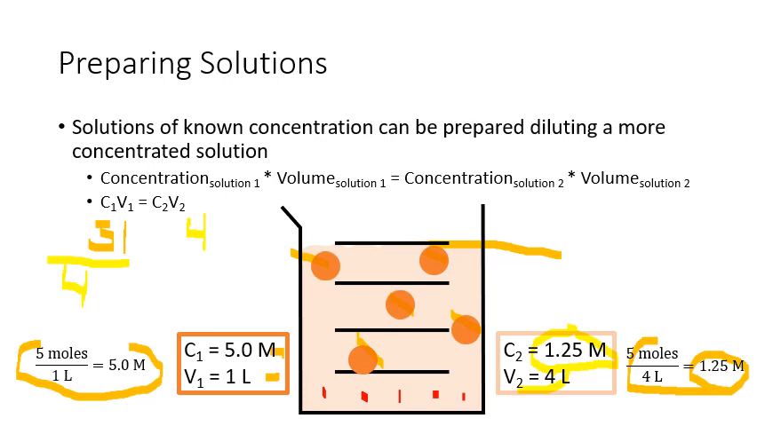So if you wanted to go from 5 moles per liter down to 1.25 moles per liter, how much water would you have to add to that solution to dilute it to get the solution that you want, to go from that highly concentrated 5 moles per liter down to this lower concentrated 1.25 moles per liter? We can figure that out by using this C1V1 equals C2V2 type equation.